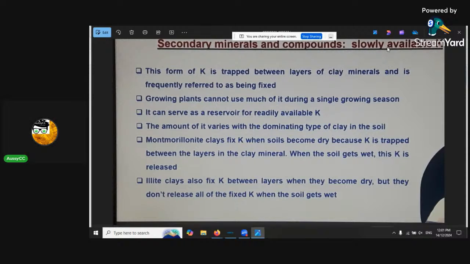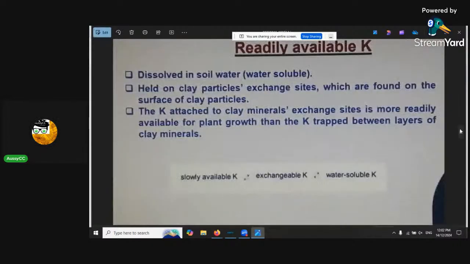Secondary minerals and compounds are slowly available. So this form of potassium is trapped between layers of clay and is frequently referred to as being fixed because it's going to be isomorphic substitution, so it's going to be exchanged with another cation before it can be swapped out. Readily available K is dissolved in water, or it could be held in clay particles and exchange sites, which are found on the surface of clay particles. And the potassium is attracted to the clay. Exchange sites are more available for plants than the potassium trapped between layers of clay minerals.